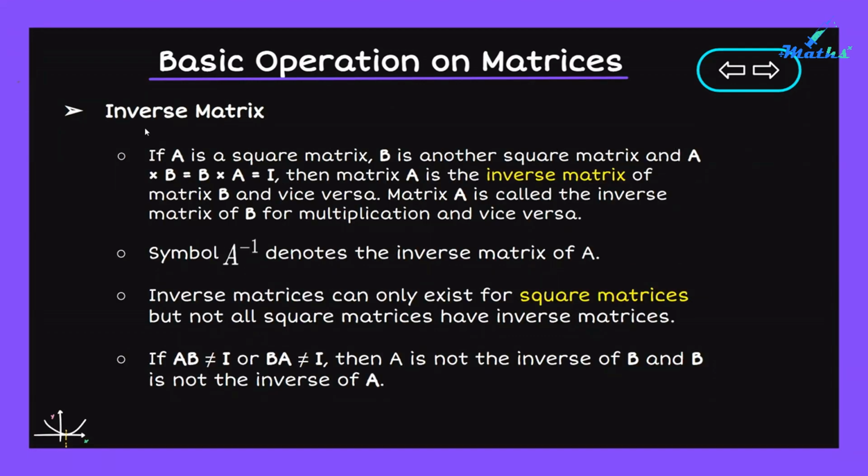And then next is the inverse matrix. If A is a square matrix, B is another square matrix, and A times B equals B times A equals the identity matrix, then matrix A is the inverse matrix of matrix B, and vice versa. Matrix A is called the inverse matrix of B for multiplication and vice versa. The symbol A to the power of -1 denotes the inverse matrix of A. An inverse matrix can only exist for a square matrix, but not all square matrices have an inverse matrix. If AB does not equal the identity matrix or BA does not equal the identity matrix, then A is not the inverse of B and B is not the inverse of A.